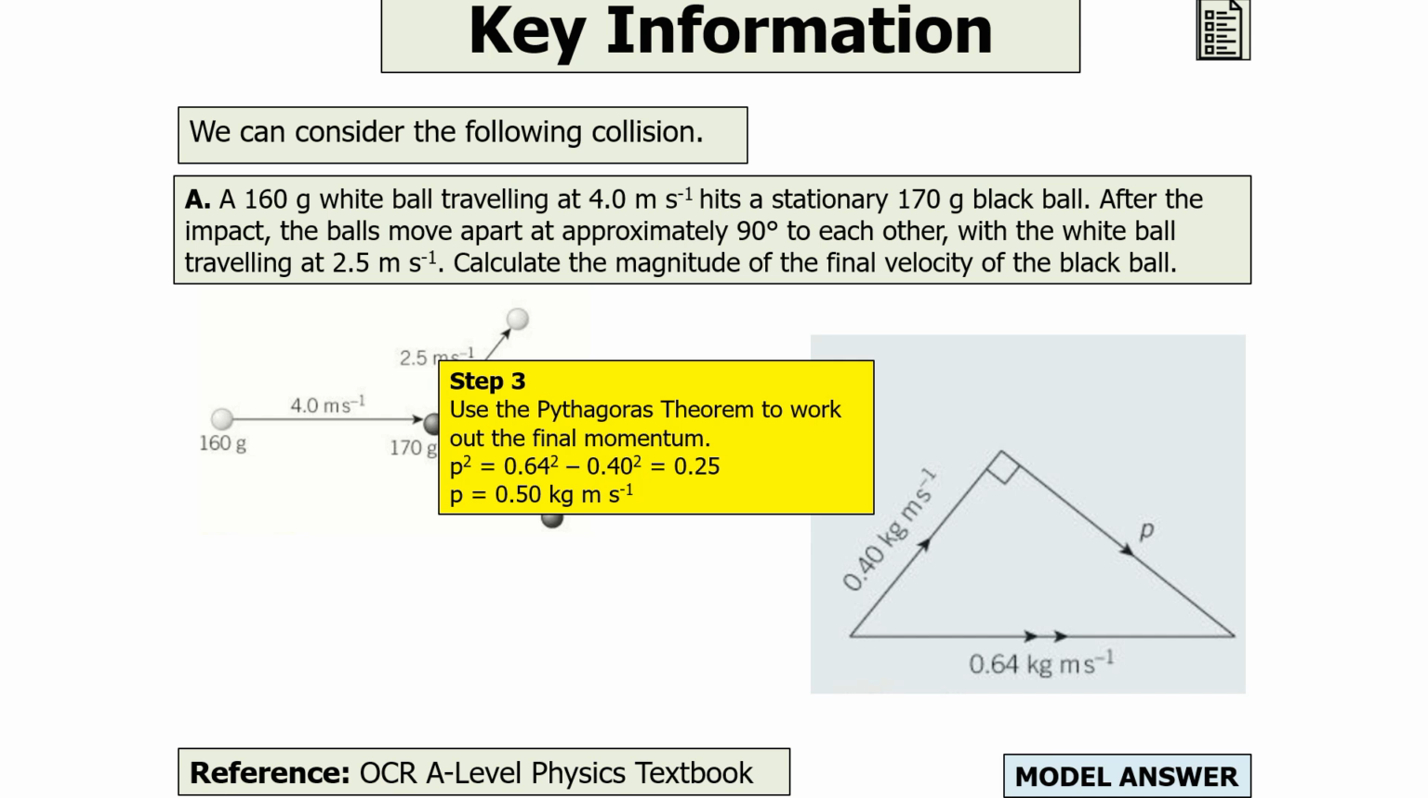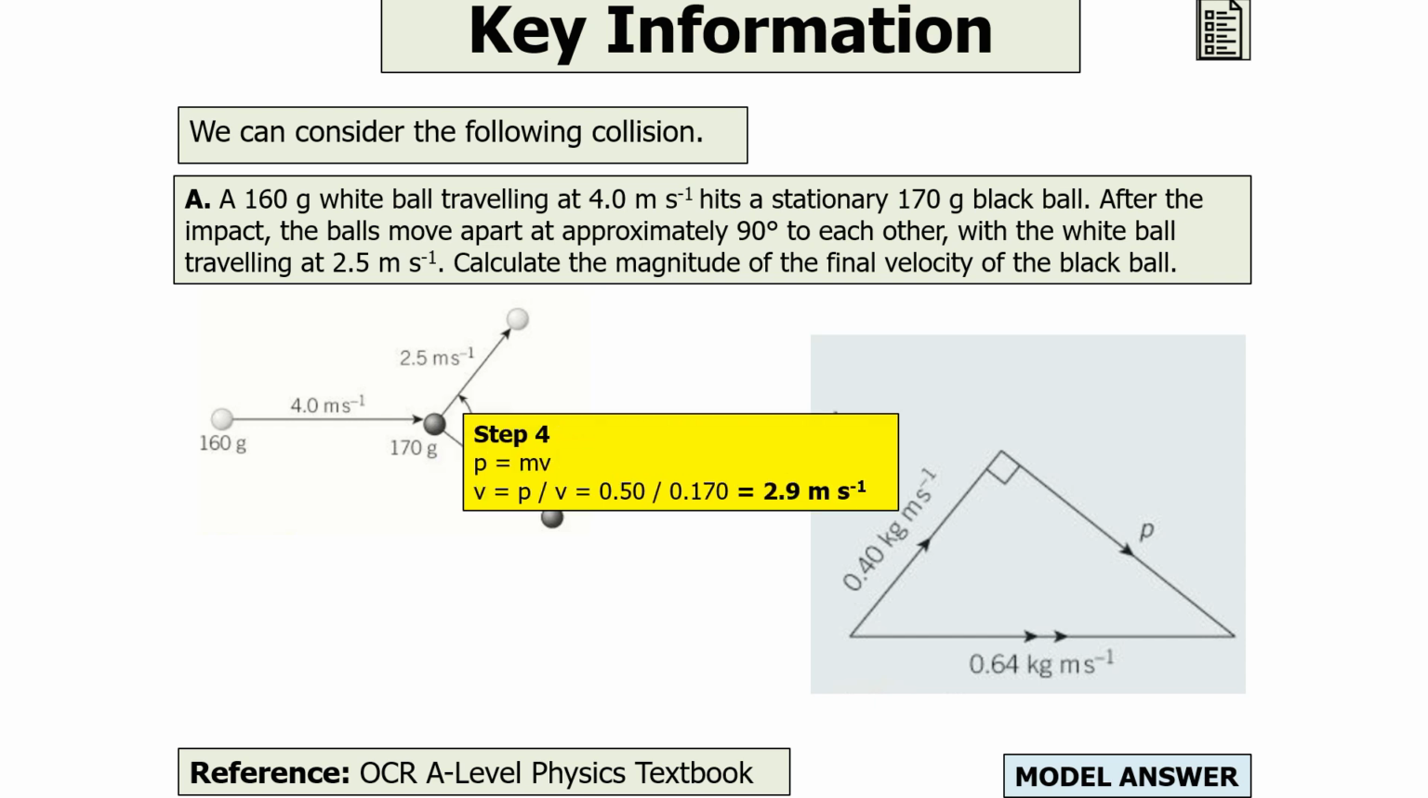So therefore it's 0.64 squared minus 0.40 squared, which is 0.25. That square rooted is 0.50 kilogram meters per second. Now that's the momentum of the black ball. So therefore, what's the velocity? Well, we know that momentum is mass times velocity. Velocity is momentum over mass. So therefore it's going to be equal to 0.50 over 0.170, which is 2.9 meters per second.